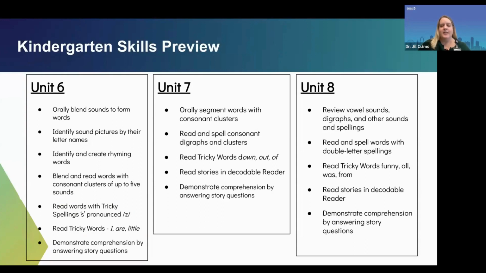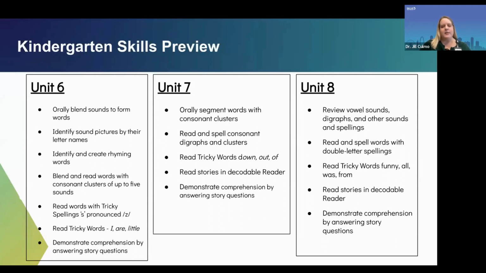Now let's dig into the kindergarten skills units that will be covered in quarter 3. In Skill 6, students automatize the letter-sound correspondences and blending procedures they've learned thus far. They are introduced to consonant clusters, letter names, rhyming words, and to reading text independently. Then in Skill 7, students are introduced to digraphs.